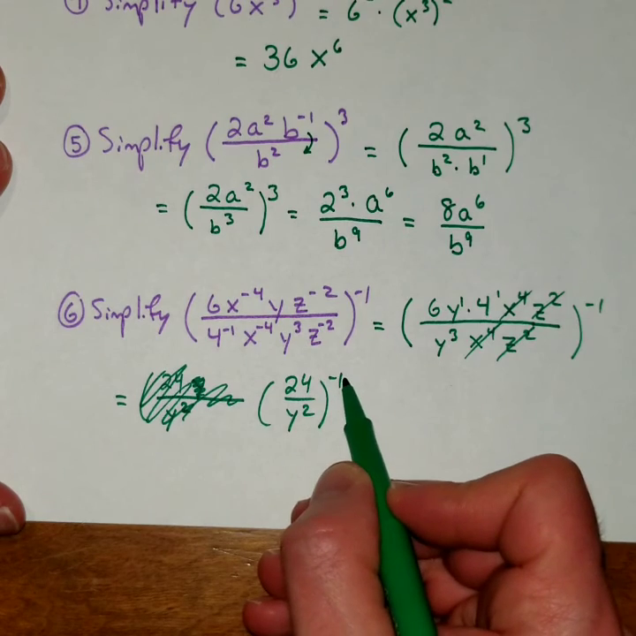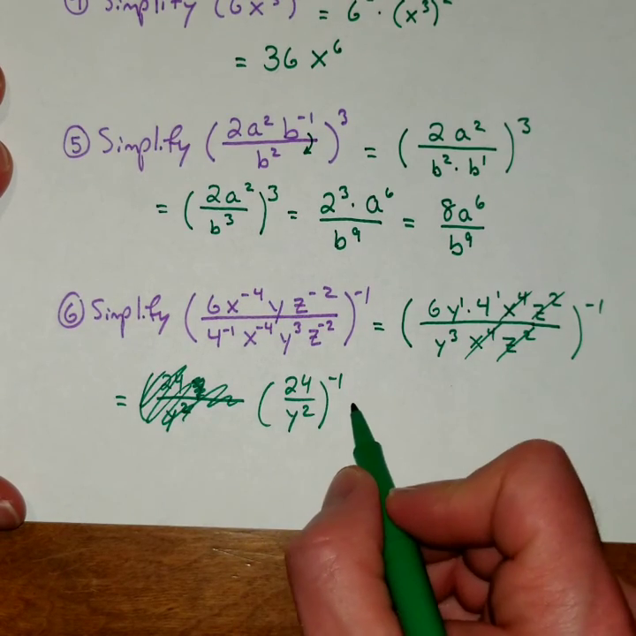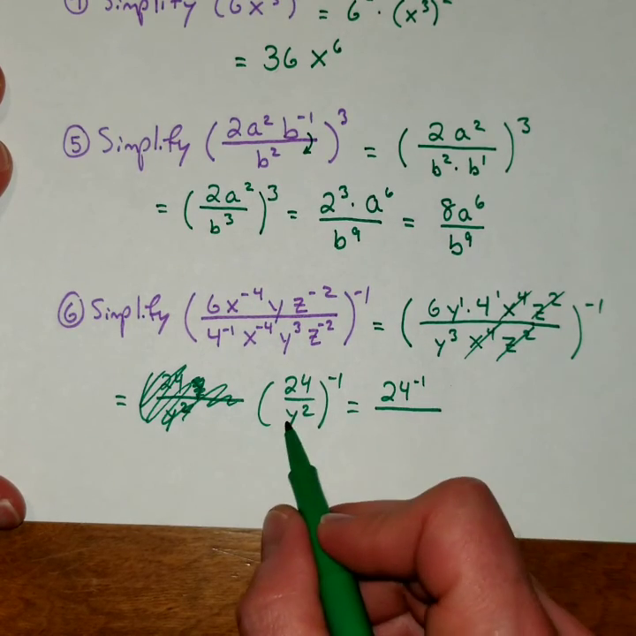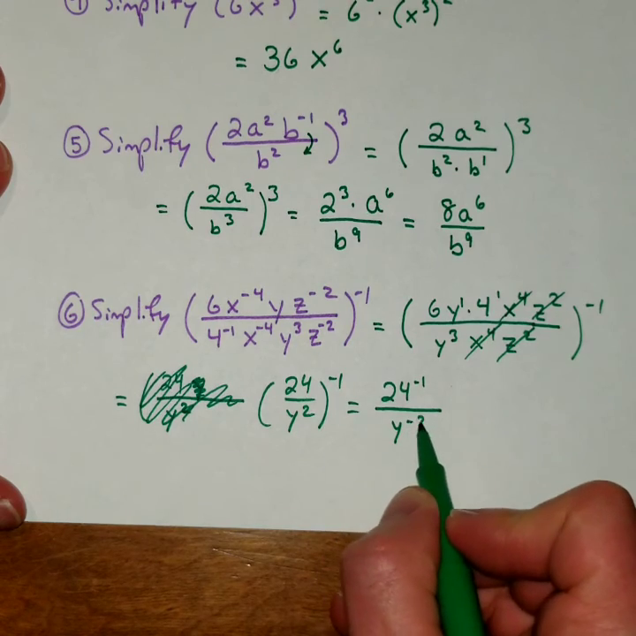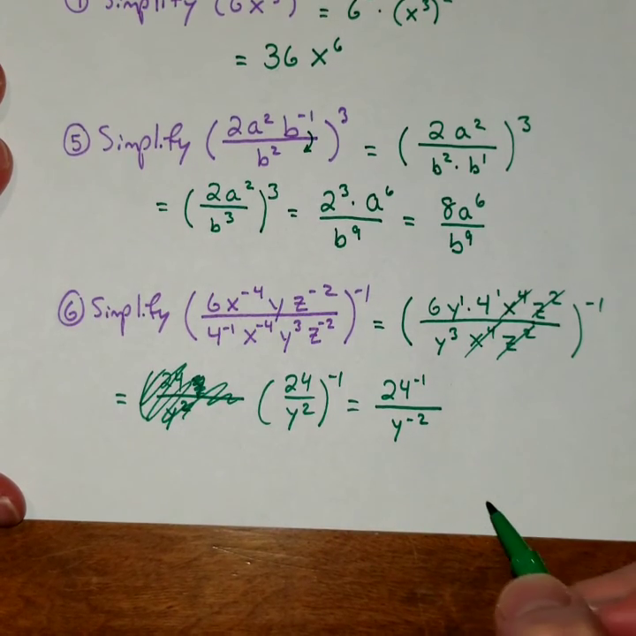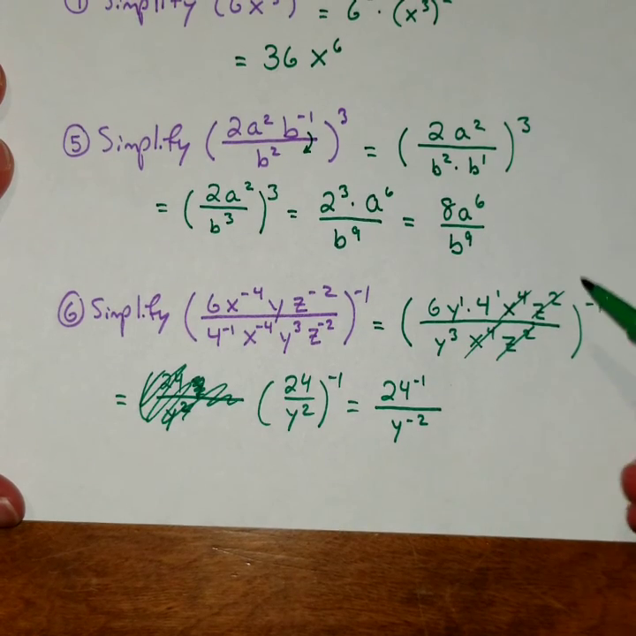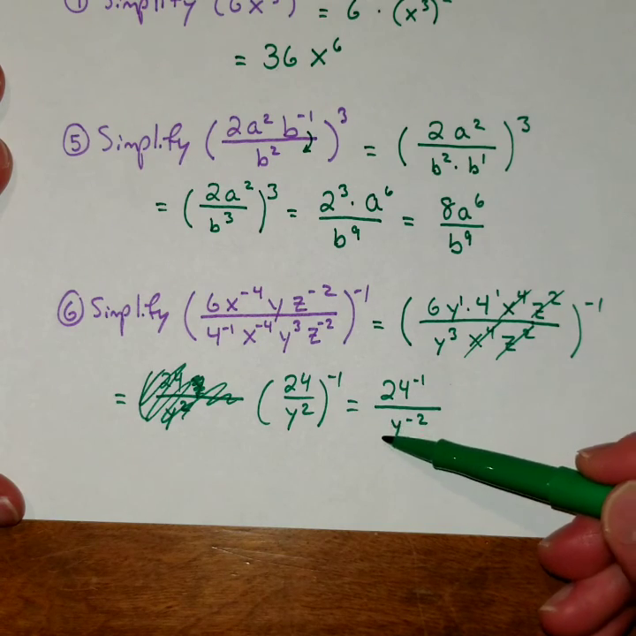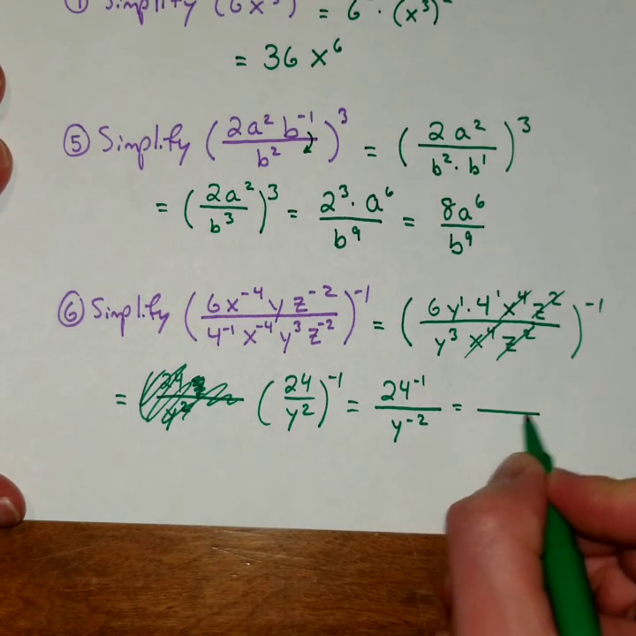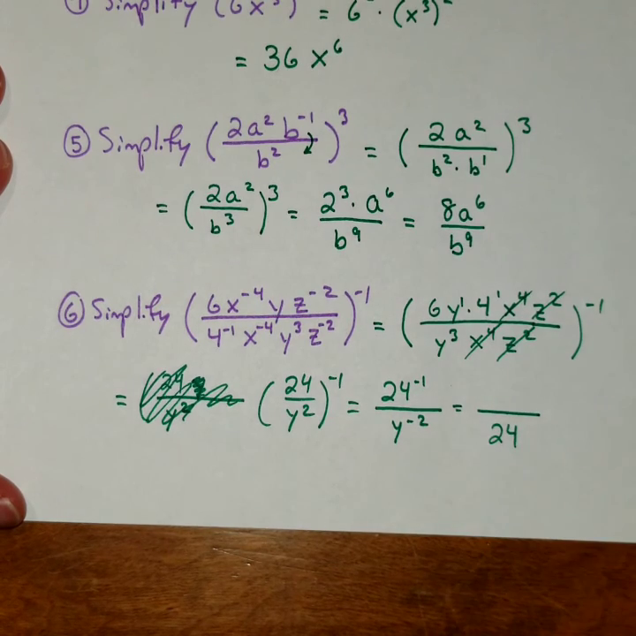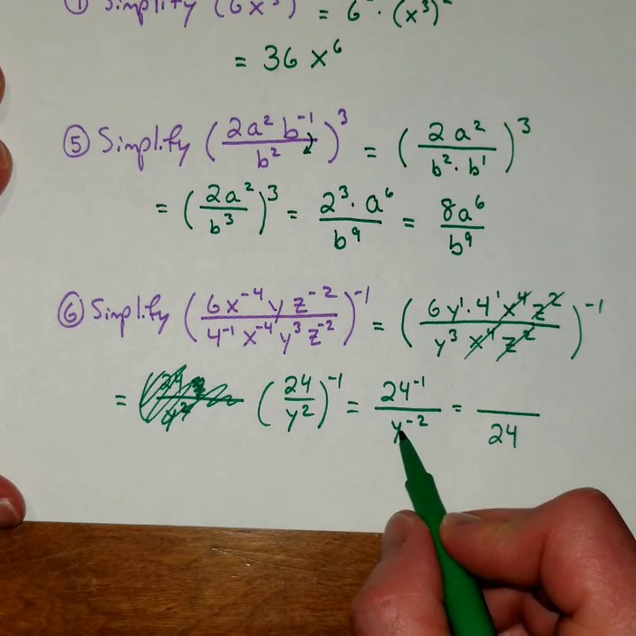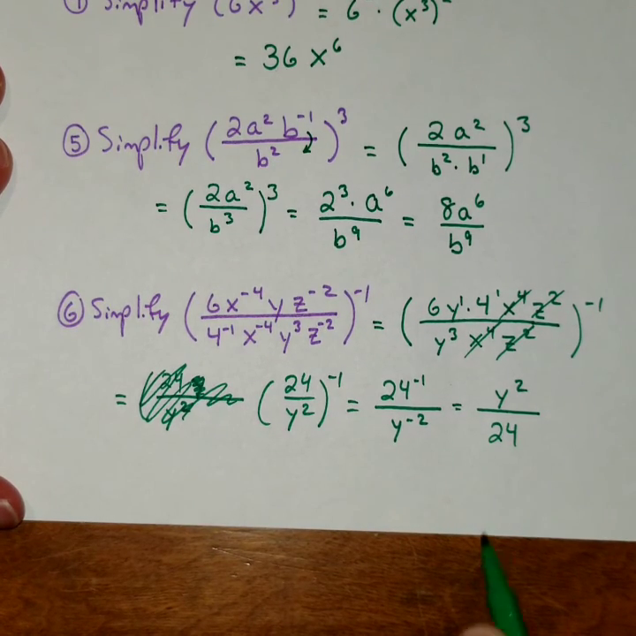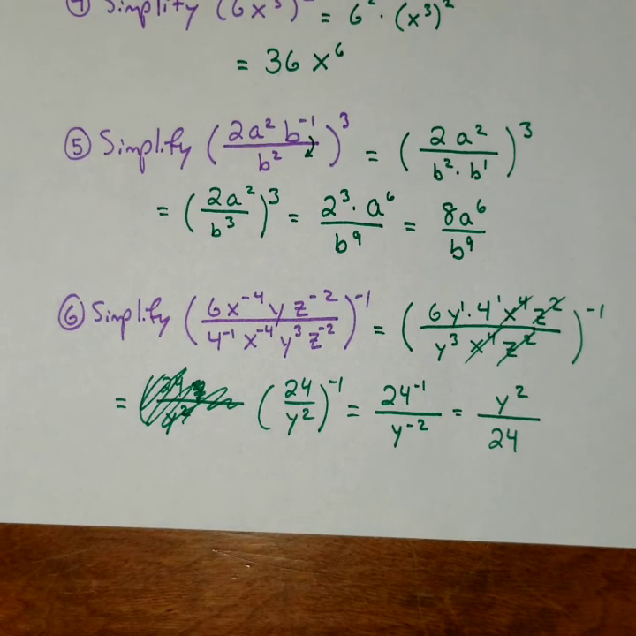Now the minus 1 power applies to both factors, so think of this as 24 to the minus 1, and y squared to the minus 1 is like y to the minus 2, right? You multiply the powers. And so finally, to get rid of the negative exponents, I'm going to swap these. I'm going to put 24 down to the bottom, right? 24 to the minus 1 becomes 24 to the 1 on the bottom, and y to the minus 2 becomes y squared on top. And that is the simplest form.